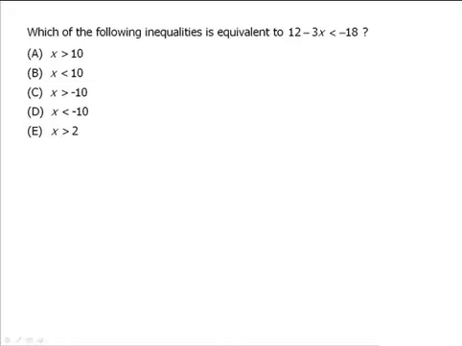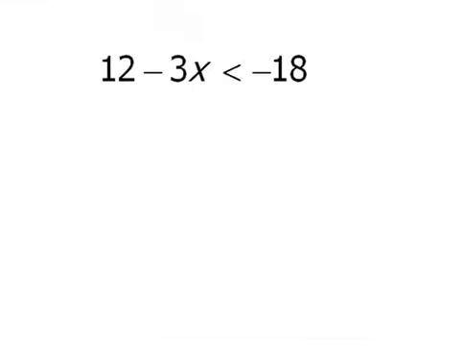Okay, we'll begin by rewriting our inequality. Now, the technique for solving inequalities is the same technique we use for solving equations. Our goal is to isolate our variable by performing the same operations on both sides of the inequality. The only difference is that with inequalities, whenever we multiply or divide by a negative number, we must reverse the direction of our inequality. So with this example, we'll begin by subtracting 12 from both sides.